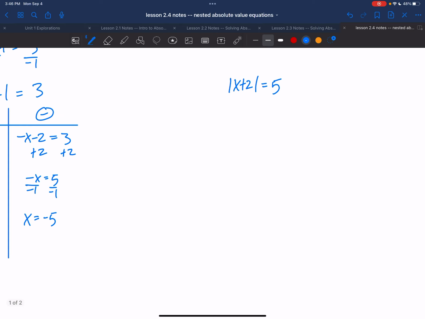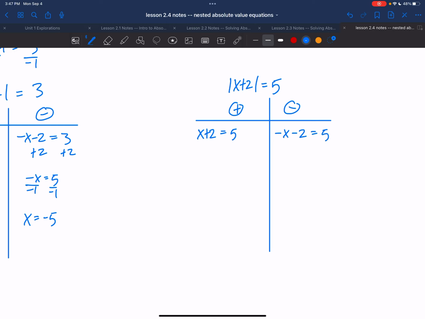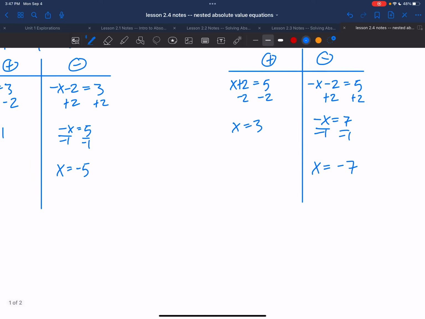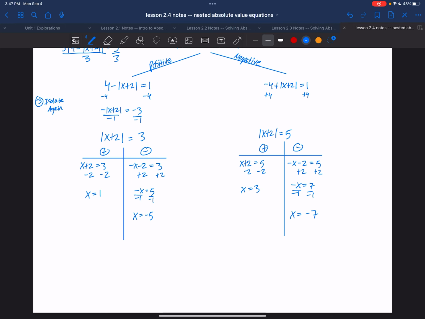Over here, I do the same idea. I create a little bar like this, drop this down, a positive case and a negative case. So I do x plus 2 equals 5, and then negative x minus 2 equals 5. So minus 2, I get x equals 3. Here I'll add 2 to both sides, get negative x equals 7, divide by negative 1, and I get x equals negative 7. And those are my 4 answers, right?